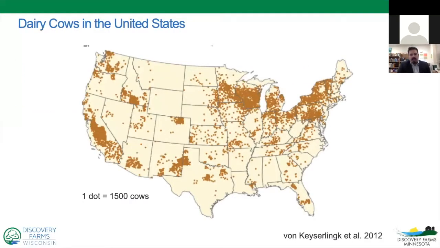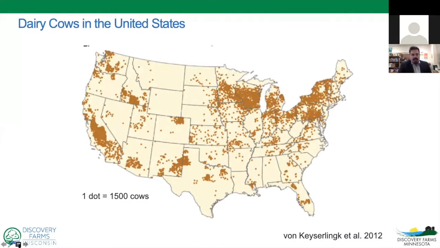All right, so let's start with this: in Wisconsin, it's the confluence of many things that drives this. It's dairy, it's tile drainage, and it's landscape, and it's watersheds. So, we look at where the dairy cows are in the United States.